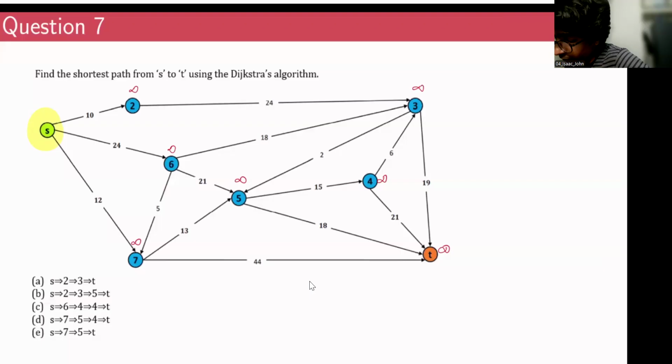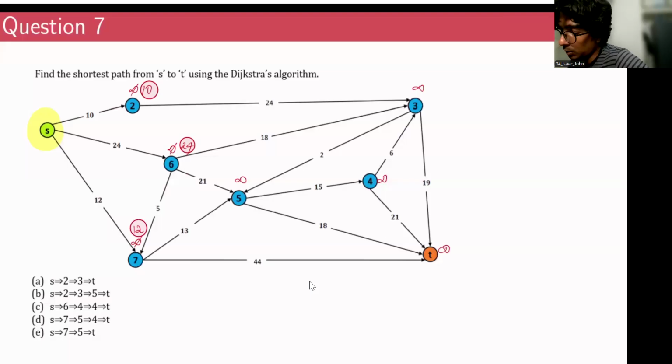The cost for traveling from S to node 2 is 10, which is obviously less than infinity, so we'll replace this infinity with 10. The cost to travel from S to node 6 is 24, so we'll replace this infinity with 24. And the cost to expand from S to node 7 is 12, so we'll replace this infinity with 12. All right, so now we have 10, 24, and 12.